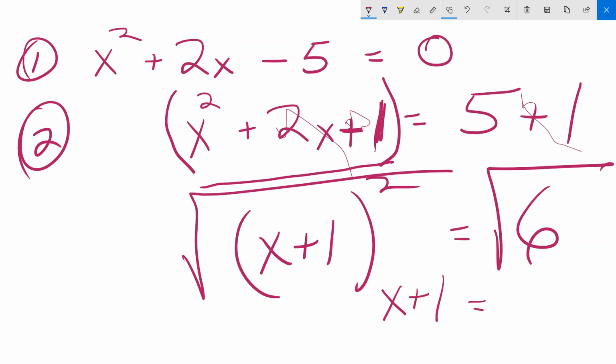And the right side is plus or minus the square root of 6. And then starting from this line right there, how do you solve for x?